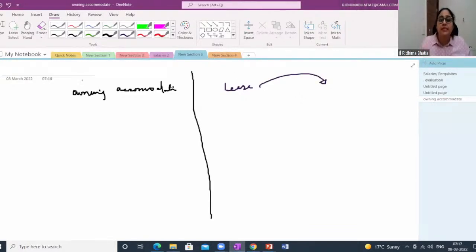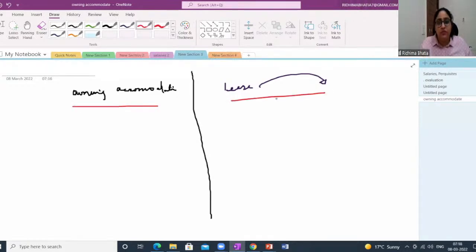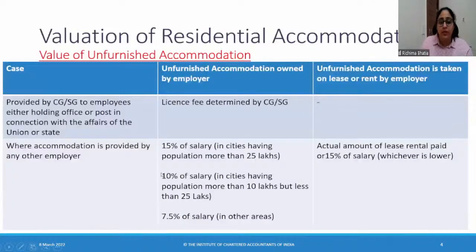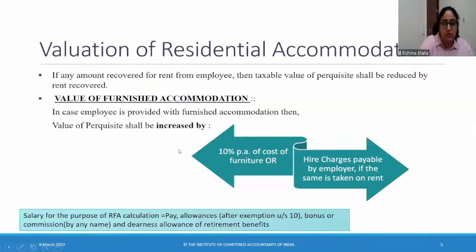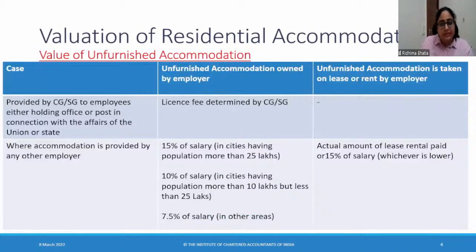So in both the cases, the valuation would be done for rent-free accommodation. First is when the employer owns the accommodation. I am the employer, the company's own flat is provided to you. So what would be the value of that perquisite? The value would be either 15% of salary, 10% of salary, or 7.5% of salary.